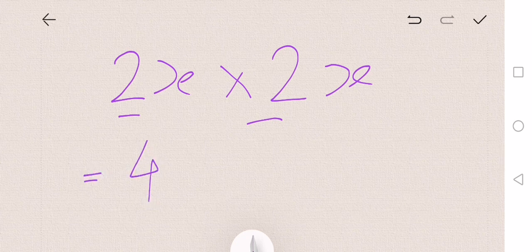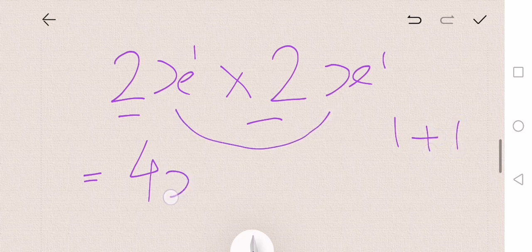But then you need to remember, if there is no number after the letter, there is actually a 1 and a 1 here, which is hidden. You just need to think of that. So if there's nothing written, there's a 1 here and a 1 here. You just need to add them. So 4x, and at the top, 1 plus 1 is 2. So it's 4x squared. I know it might be confusing, so let's do one more.